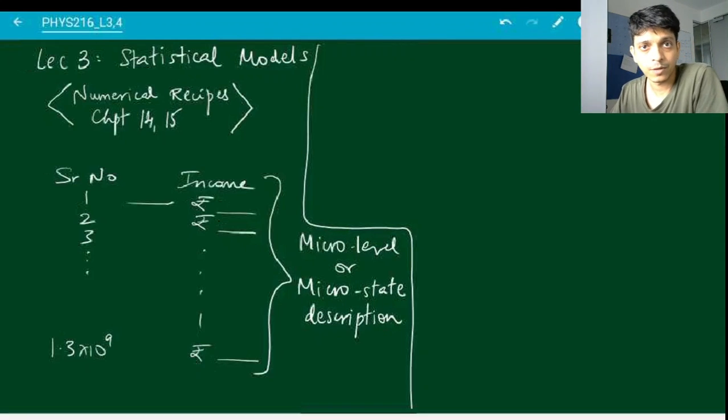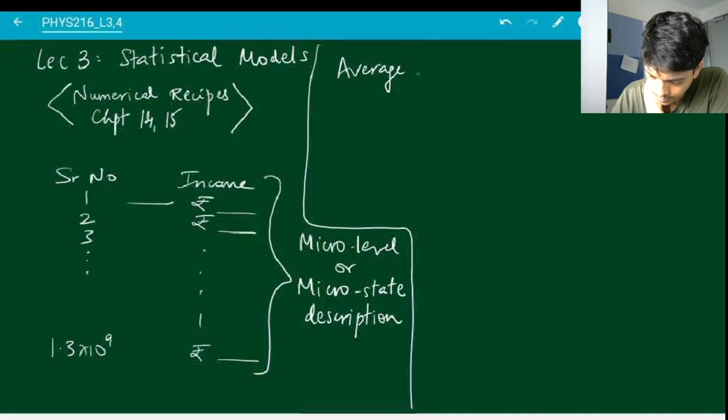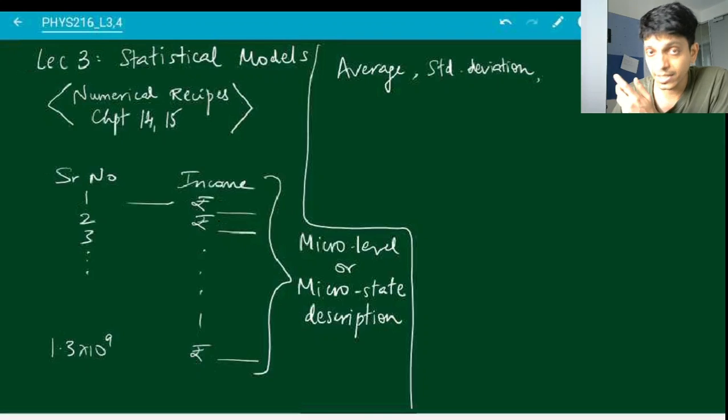There's yet another level of describing the system, which is called the macro level or the macro state description. And in that, what you do is you collect all of these numbers together and get one number out of it. So for example, you might want to ask, what is the average income of a person in India? So if you take average, or you might want to ask, maybe you've done some course in statistics before. You might have seen something called standard deviation. Or median or mode, you might be familiar with these terms.